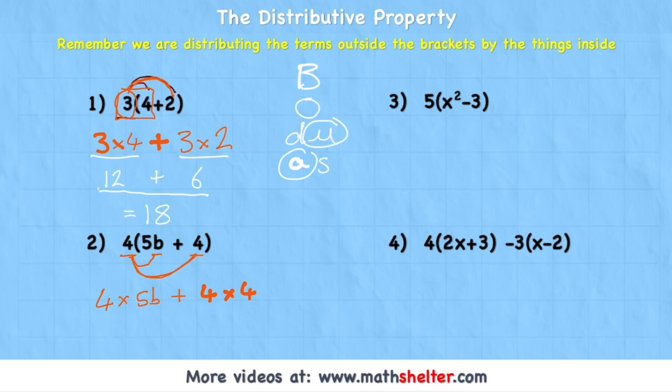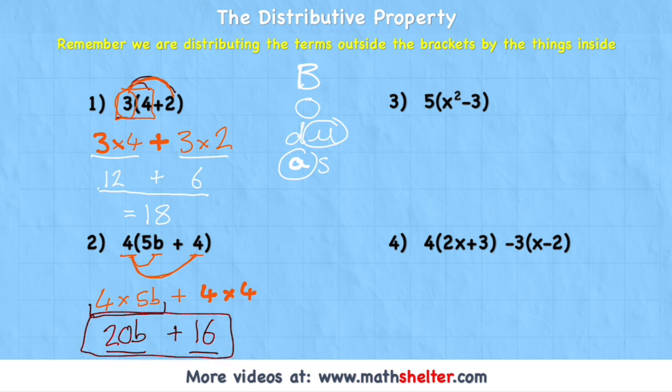So again, look back to my BODMAS and I can see I have multiplication before addition again. So I will solve these 2 multiplication parts. 4 times 5b leaves me with 20b, and I'm adding that to 4 times 4, which is 16. Now because these are unlike terms, I have 20b added to 16. I can't combine them any further, so my final form for this distribution is 20b plus 16.